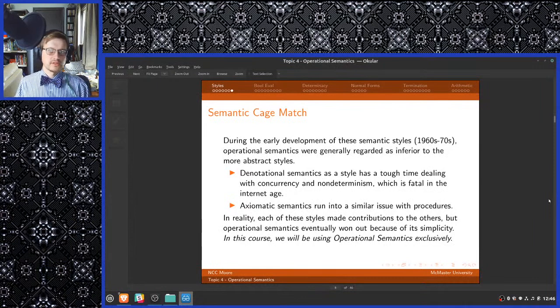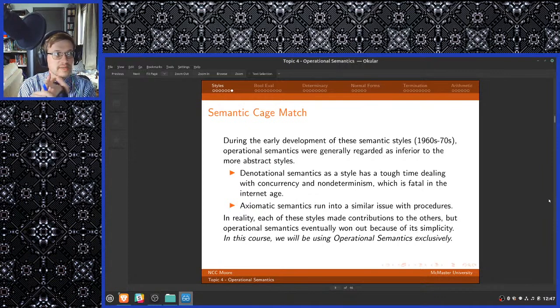Semantic cage match. During the early development of these semantic styles, which was through the 60s and 70s, operational semantics were generally regarded as inferior to the more abstract styles. Denotational semantics, as a style, had a tough time dealing with concurrency and non-determinism, however, which is fatal in the internet age. So, originally, operational semantics were considered the horrible, bad, why would you do it this way kind of thing. But then it turned out to be the only style of semantics that managed to survive.